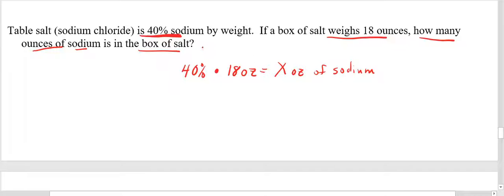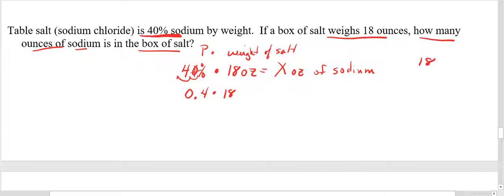So I can look at this as my percent times, because it's sodium by weight, my percent times my weight of salt will equal the ounces of sodium. So again, change my percent to a decimal. So I'm going to use 0.4. Again, there's nothing after this 0, so I don't have to keep it, times 18.